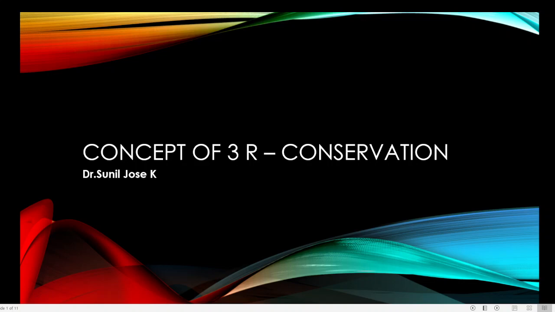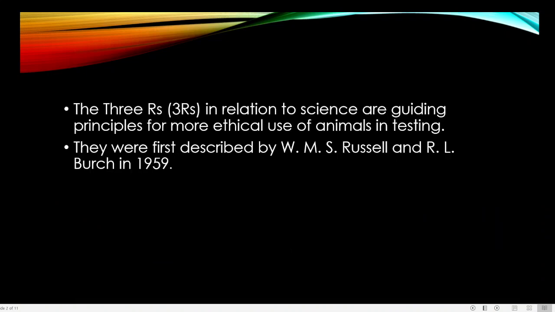So this is an important concept in bioethics. Here you can see the concept of the 3Rs. I will tell you what the three Rs mean. To begin with, the 3Rs are an idea introduced by W.M.S. Russell and R.L. Birch in the year 1959.